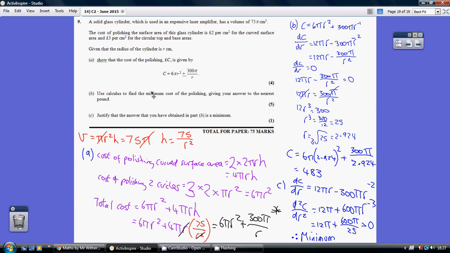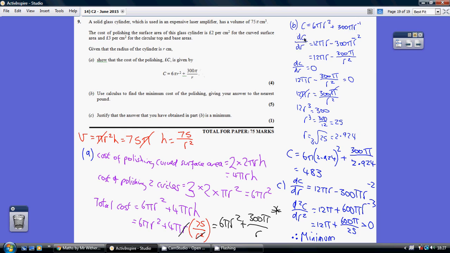So use calculus to find the minimum. Basically, we're going to have to differentiate this and make it equal to 0. So first of all, get it ready to differentiate. Take the r upstairs ready. So we're getting 300 pi r to the minus 1. So that's what C equals.